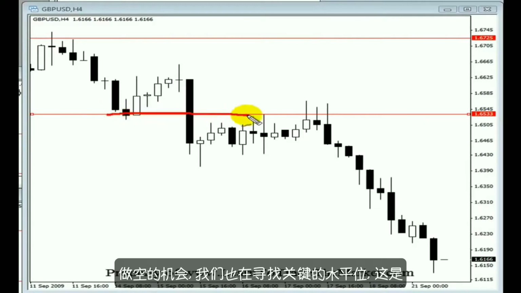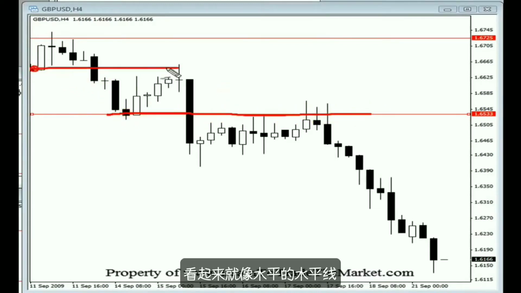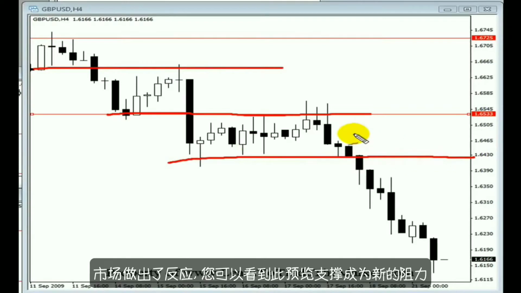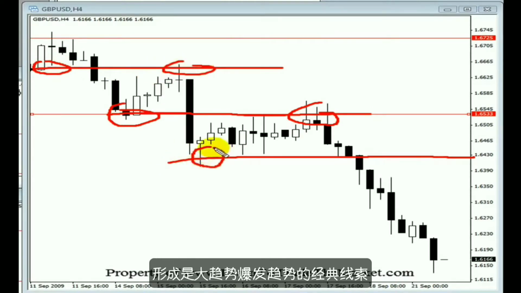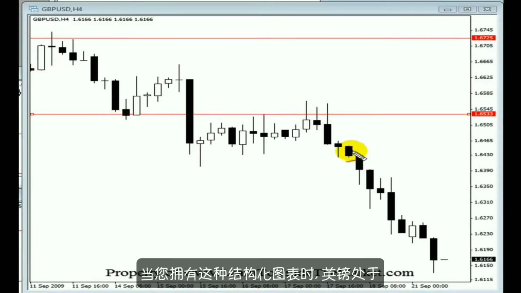Now this is a horizontal level. That's what it looks like. It's a very obvious level where the market has reacted. You can see this previous support becomes a new resistance, and very simply it goes on and on throughout the chart. This stepping formation is a classic clue for explosive trend moves on the Great British Pound when you have this kind of structured chart where the levels are being respected.